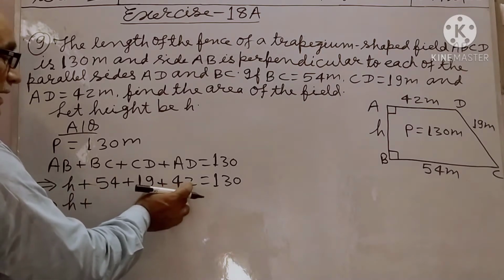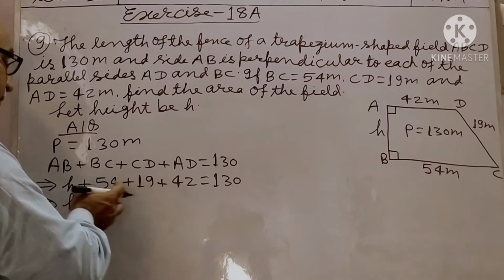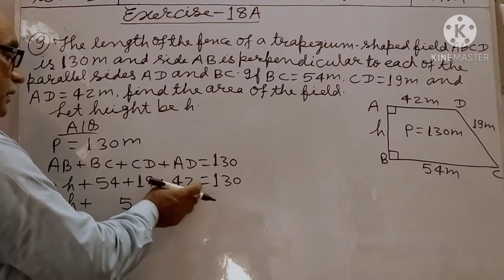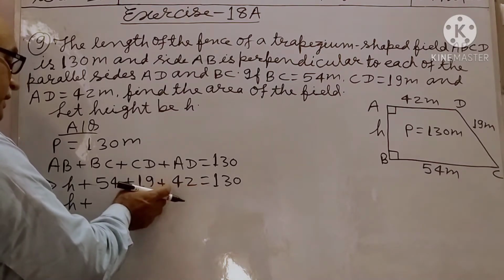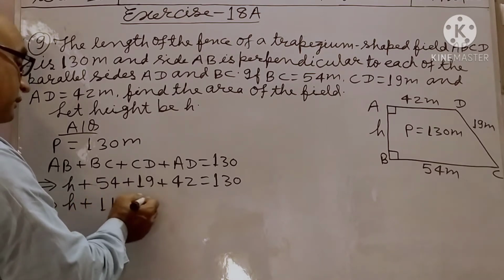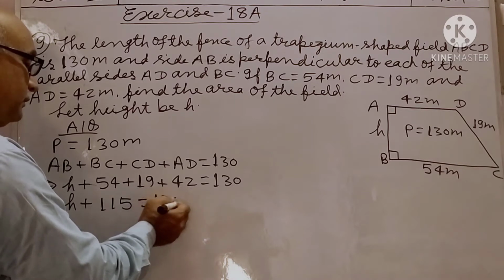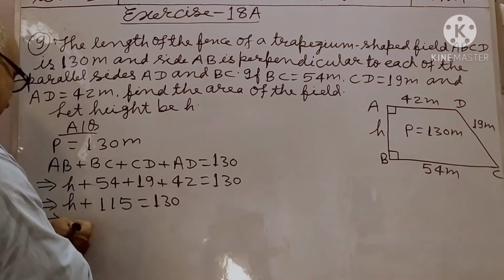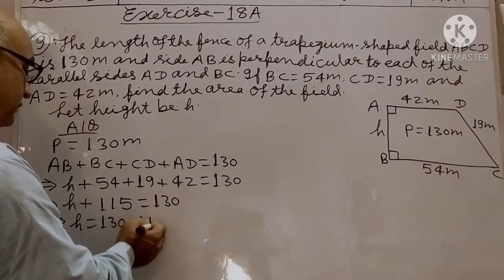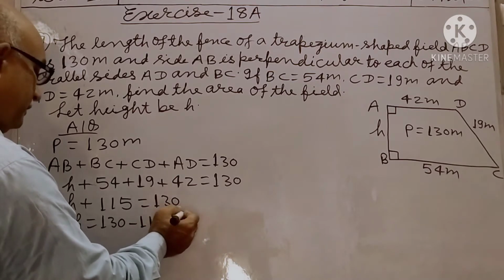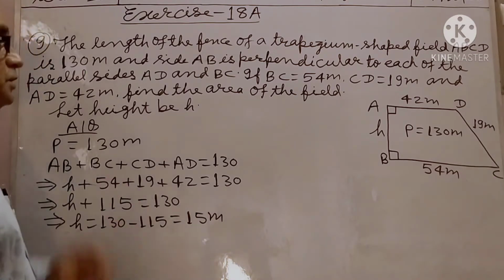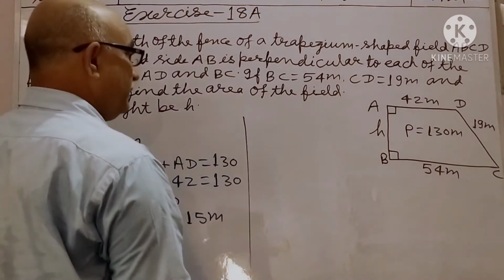That implies H plus, add them, 2 plus 9, 11 plus 4, 15, write 5, carry 1. 4 plus 1, 5. 5 plus 1, 6. 6 plus 5, 11. 115 equal to 130. That implies H equal to 130 minus 115 equal to 15 meter. Height is 15 meter.